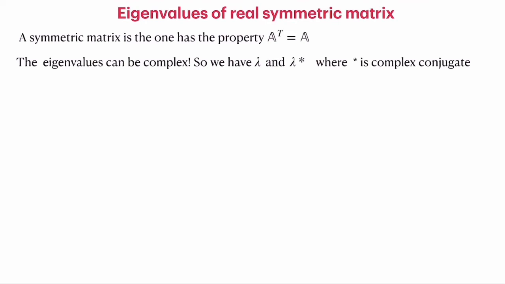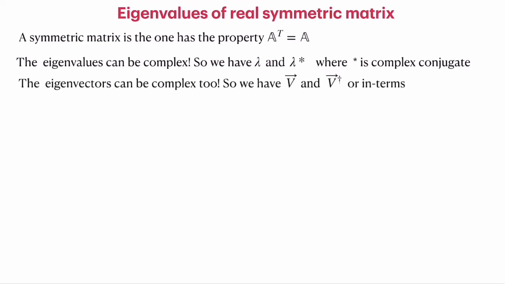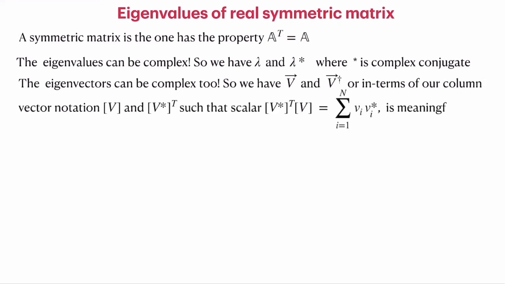So we say that the complex conjugate, which you are all familiar with, is represented by lambda star. If the eigenvalue is real, lambda star equals lambda. If it is complex, then lambda star is different from lambda. The same thing can be done for eigenvectors. If the eigenvalue is complex for the real matrix, the eigenvector also becomes complex.